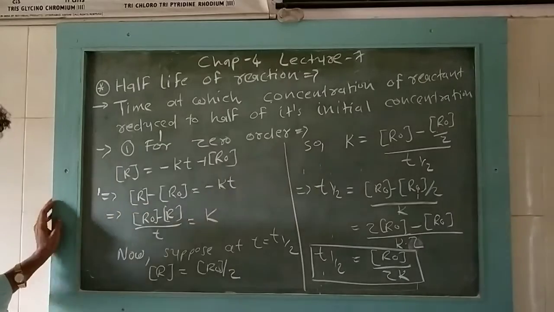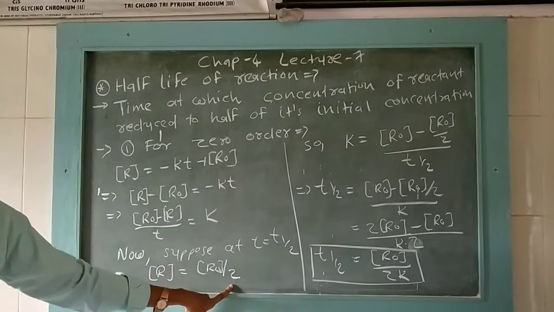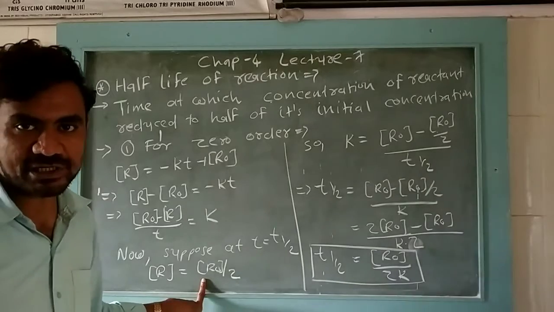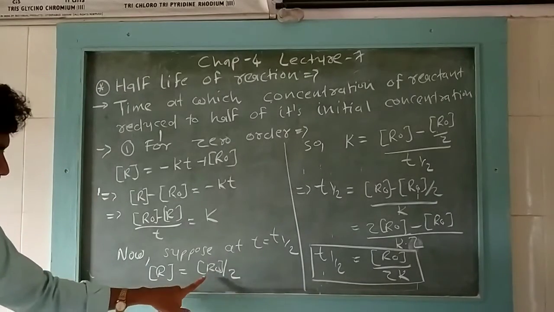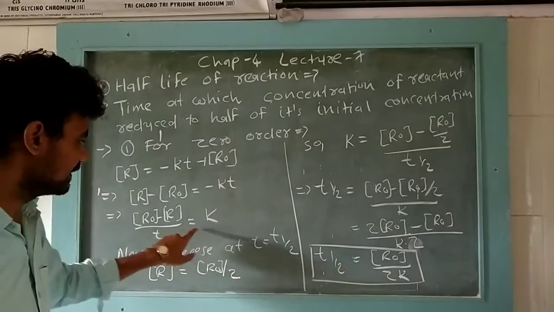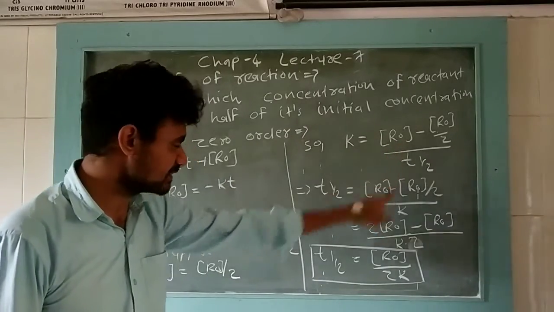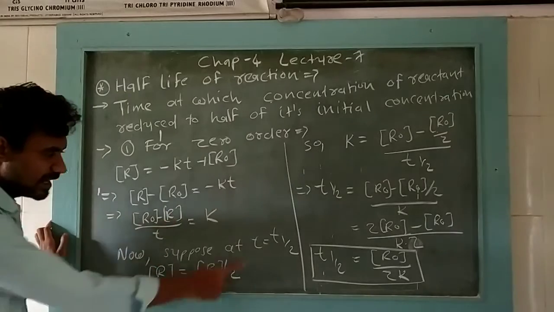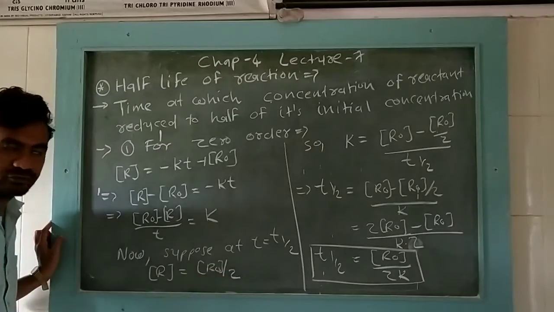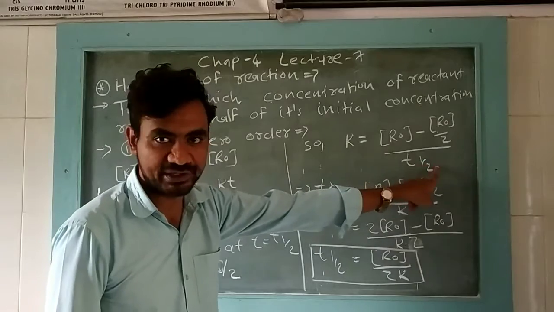Now suppose at time t equal to t1/2, the concentration becomes half of its initial. So R is equal to R0 by 2. R0 is the initial concentration, and it is reduced to half, so R0 by 2. So I am putting these two values in this equation. So K is equal to R0 as such, initial concentration, minus, instead of R at time t equal to t1/2, I am writing R0 by 2, and instead of t I am writing t1/2 here.